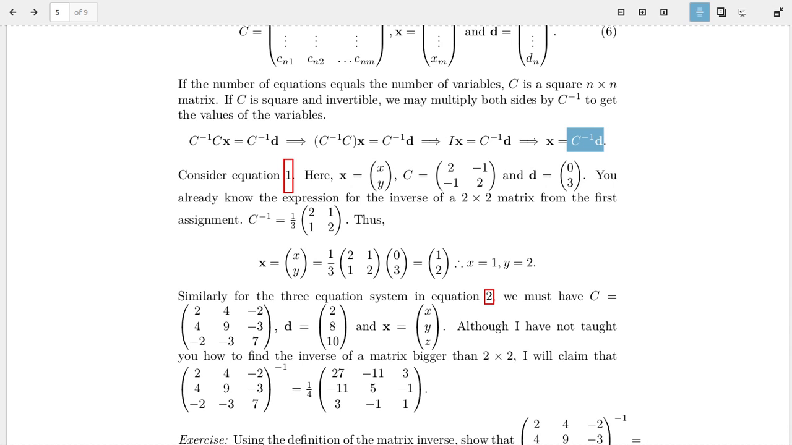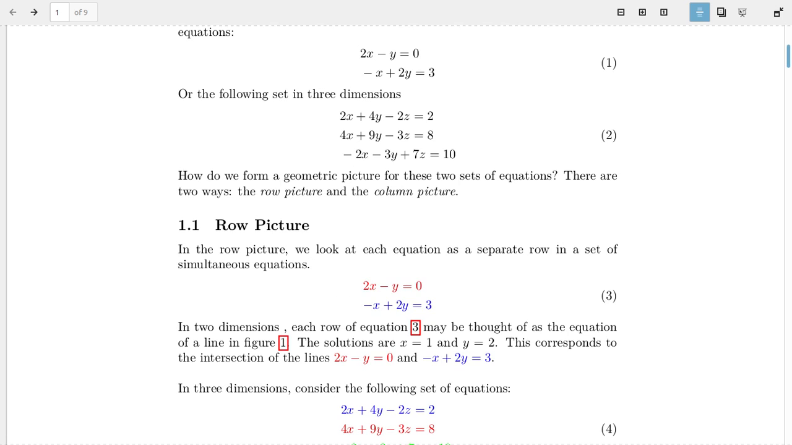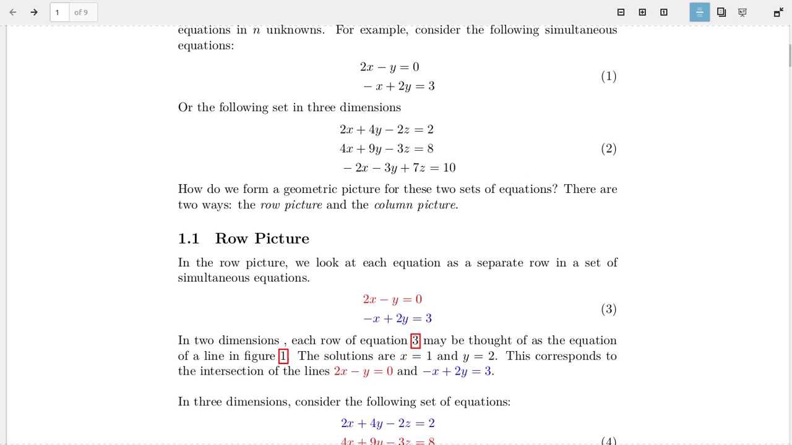Now, let's take a concrete example. Let's go back to equation 1. Remember what equation 1 was? This was equation 1: 2x minus y equals 0, and minus x plus 2y equals 3.